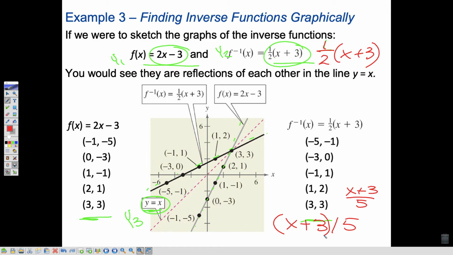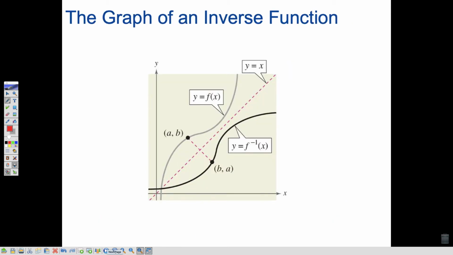Okay, so when the assignment says graph it and verify, this is what you're going to do. If you don't see that reflection, is it right? No. Do you see the reflection? It kind of looks like a fish. A skinny fish. No, it's like a diamond.